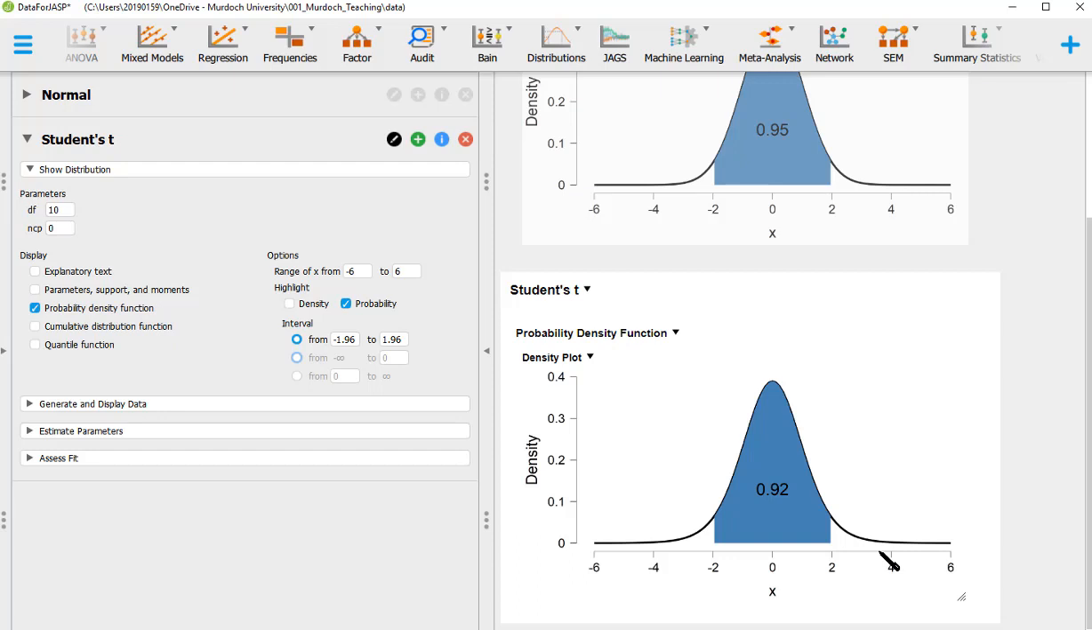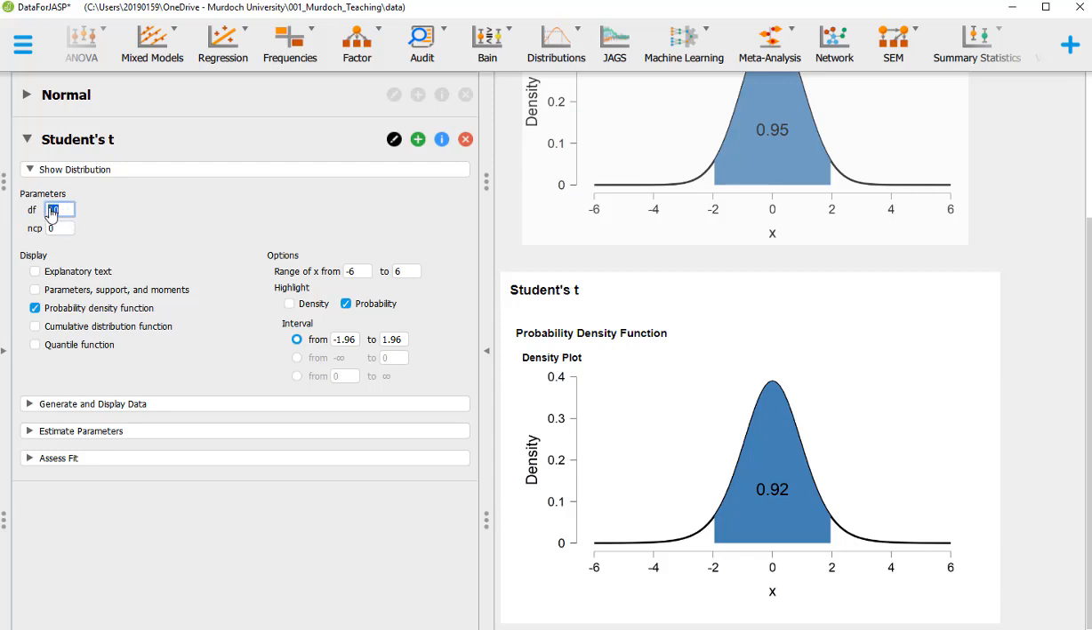So when we have outliers, it's typically better to use a t distribution instead of a normal distribution, because this distribution takes into account those outliers. Now, when the degrees of freedom is 10, we've got this distribution. When we change that, it changes the distribution. So if we put fewer degrees of freedom, the probability between minus 1.96 and 1.96 will be even lower.